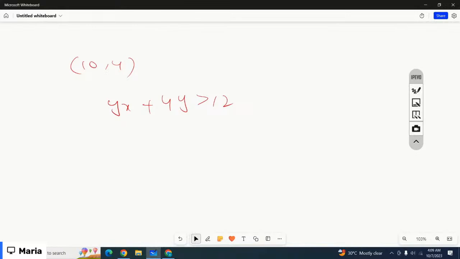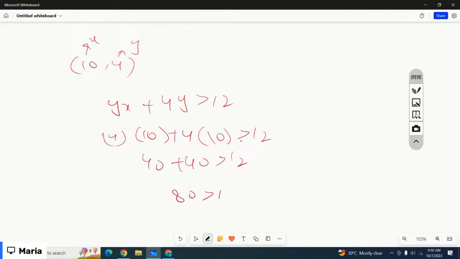Okay, so let's substitute the ordered pair in the inequality. This is the x and this is the y. So y is 4, x is 10 plus 4 times 10, greater than 12. So 40 plus 40 is 80, and 80 is greater than 12. Yes, it is. So the point satisfies the inequality. That means (10, 4) is the solution of x plus 4y greater than 12. Got it? So the correct option is yes.